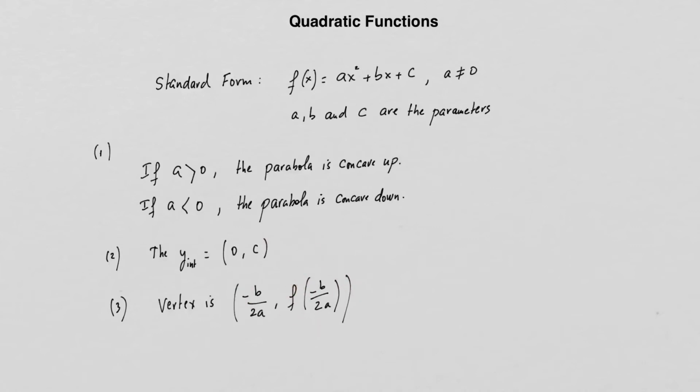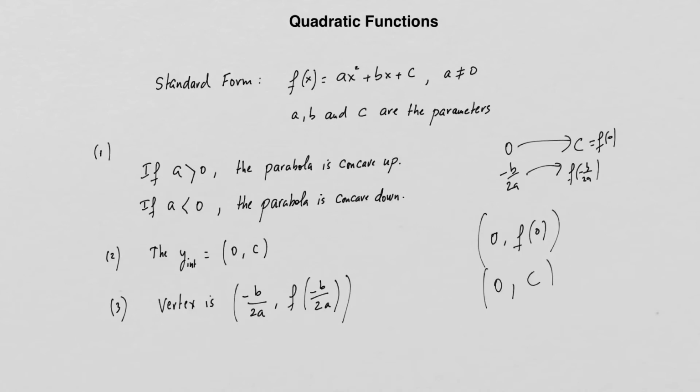So for example, when I plugged in 0, I get C. So you could call this point 0, f of 0. Isn't that true? So that gave me 0, C. It's just the image of 0, f of 0, which is C. The image of -b over 2a is f of -b over 2a. This is f of 0. Make sense? Just the image, okay?